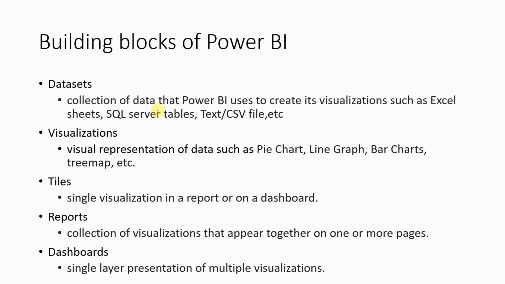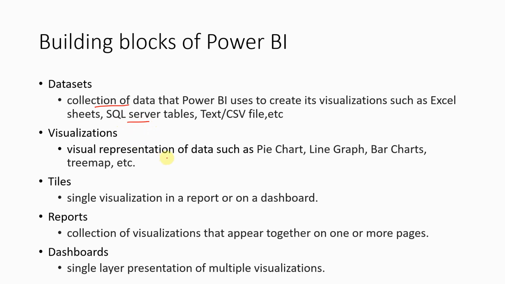And there are some building blocks available in Power BI. The first one is the data set. A data set represents the collection of data, which can come from an Excel sheet, because this is the main source for projecting the visualization. It can be collected from an Excel sheet, a CSV file, a SQL Server, or text files too. And next is the visualization.